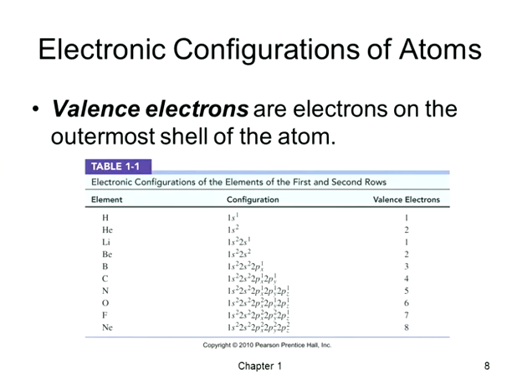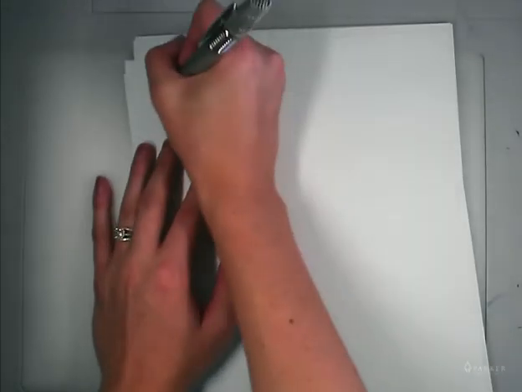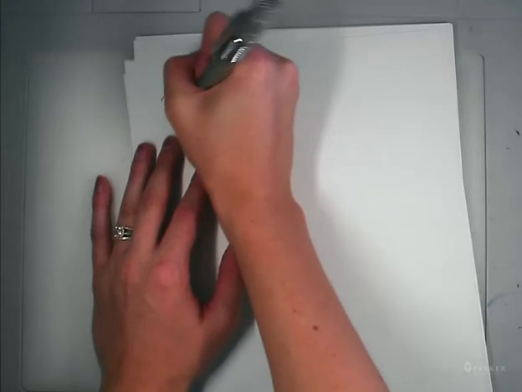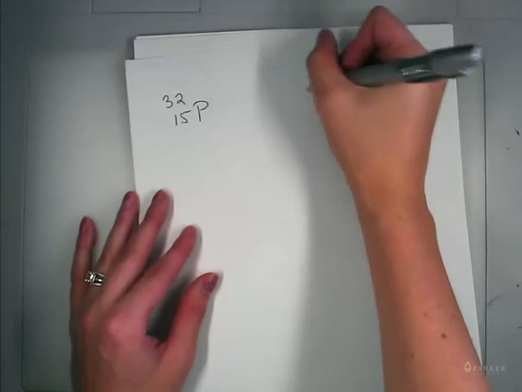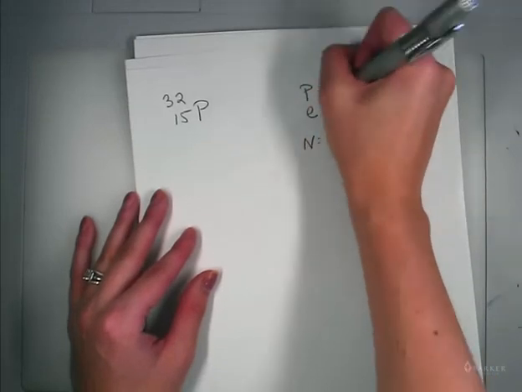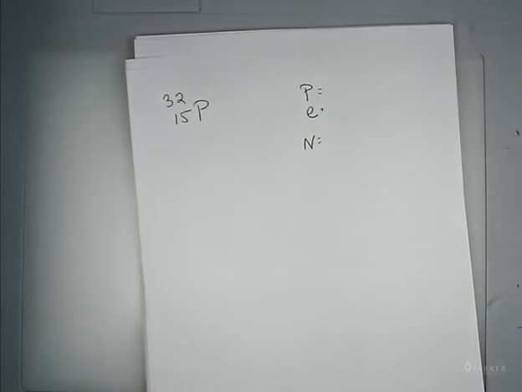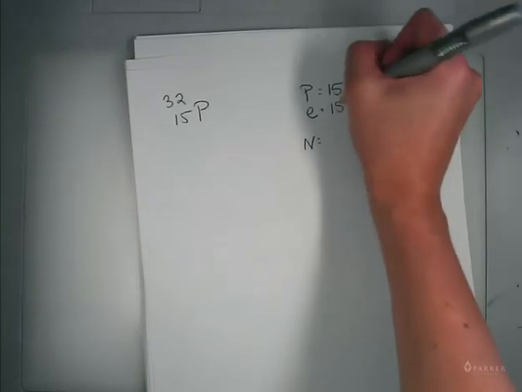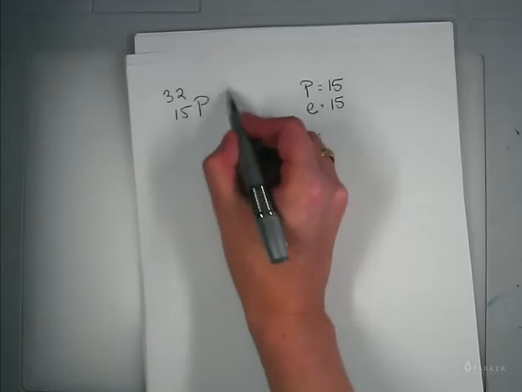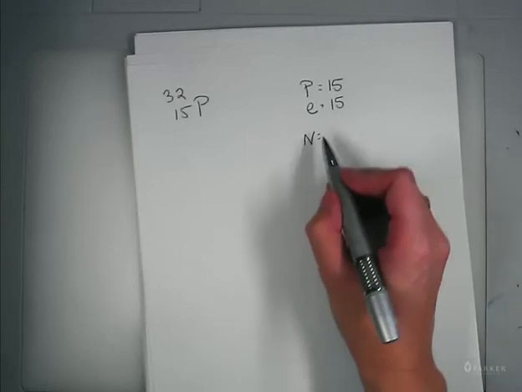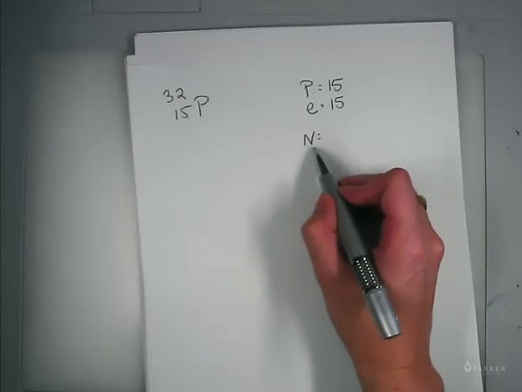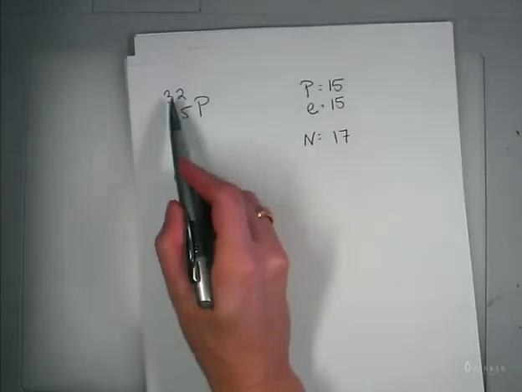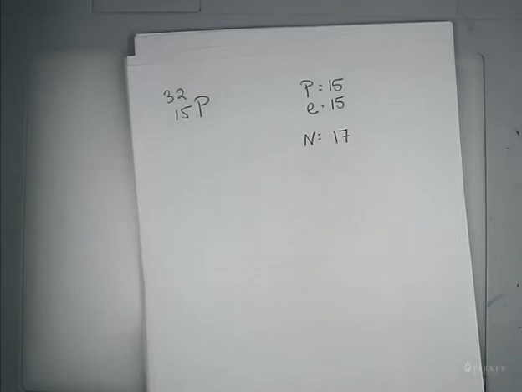Okay, then we looked at, let's see, if I gave you phosphorus 32, 15, okay, and I want to know how many protons, electrons, and neutrons. What would you tell me? So how many protons? 15? Electrons? 15 also to neutralize the protons. If there was a charge on there, it would be located over here. Since it doesn't show one, then it's just zero. And then how many neutrons? 17. So remember, to get the neutrons, you just subtract these two numbers from each other.